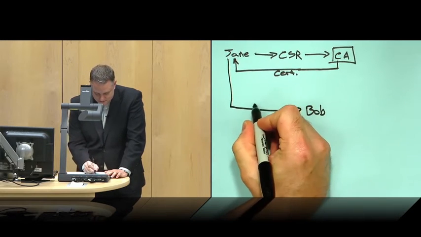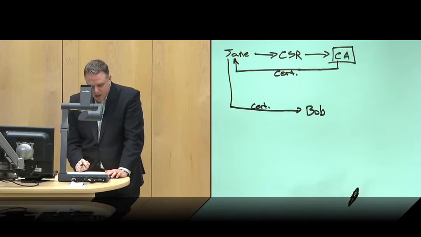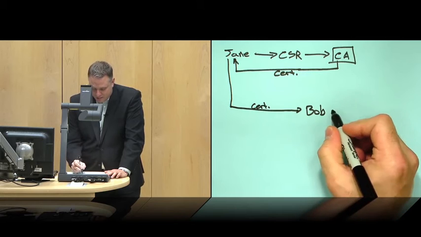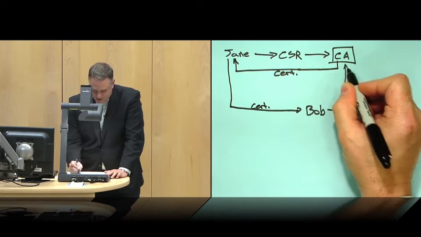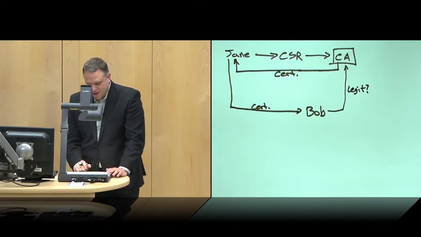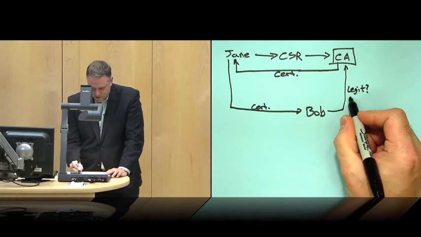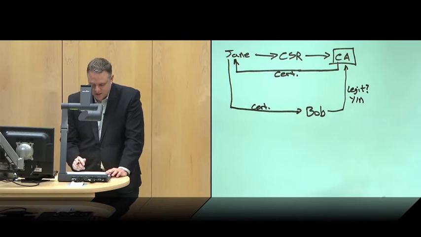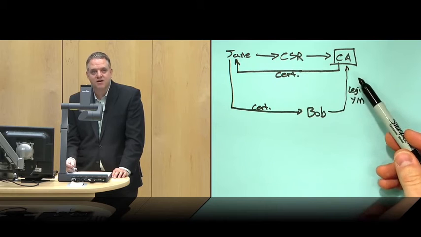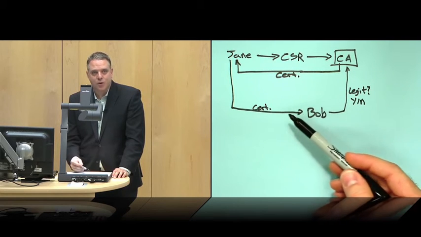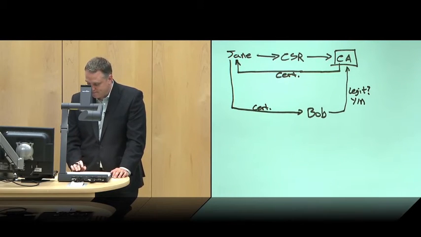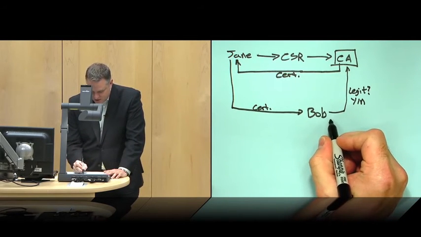Now, Jane wants to have a conversation with Bob. So she's going to send her certificate down to Bob. Bob is going to say, well, I don't know if this certificate is legitimate or not, but I'm going to ask the certificate authority, is this legit? And the certificate authority will come back with either yes or no, by verifying the chain of trust. Here, Bob can validate whether Jane's certificate is real or not.